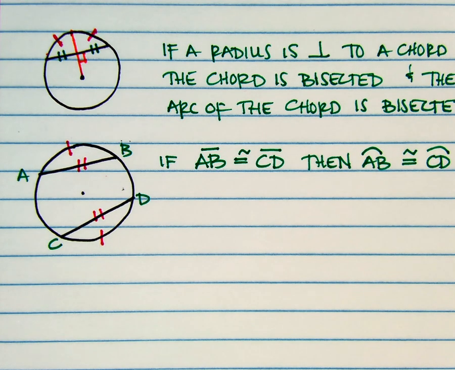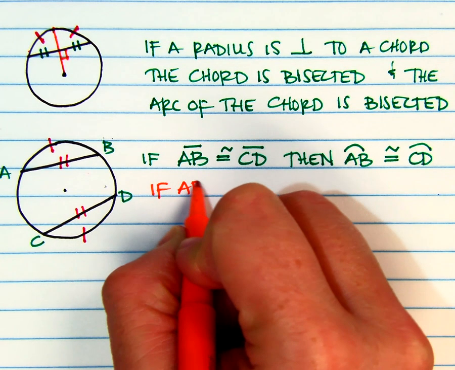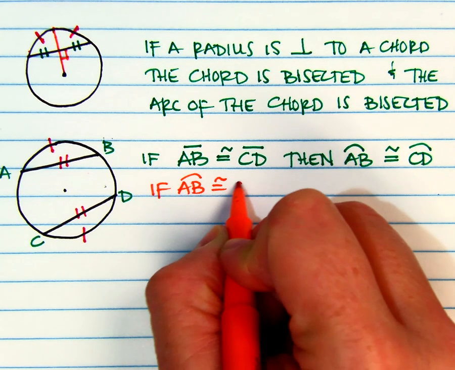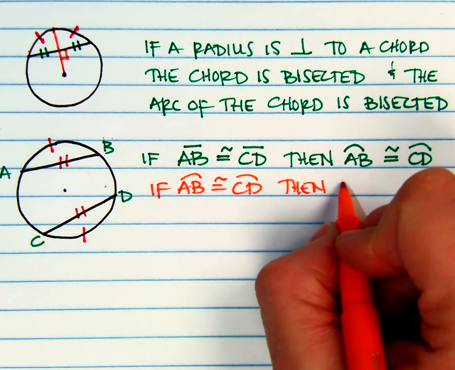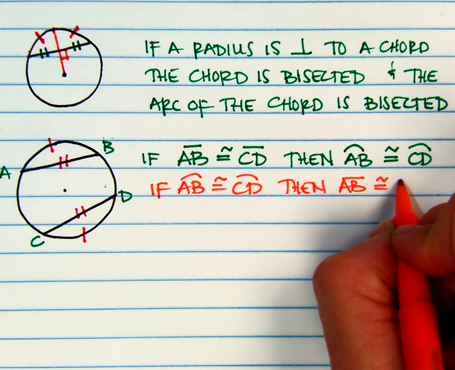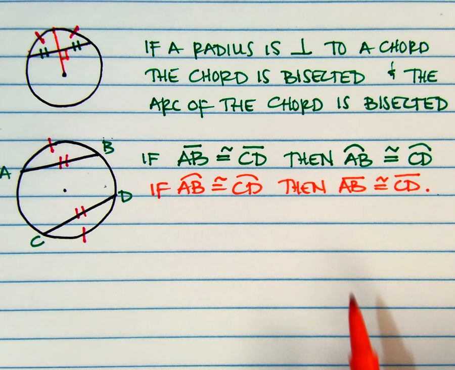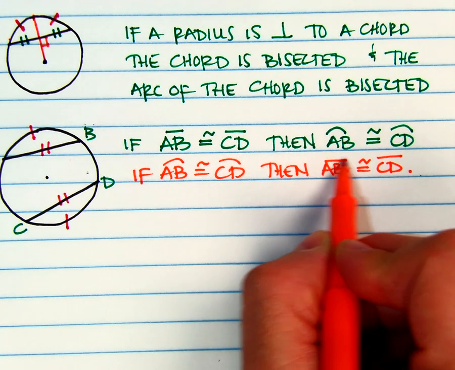And you can also do the converse of that, meaning if the arcs are congruent, then the chords must also be congruent. Notice what I'm doing is I'm making sure that I'm using the symbols because we have arcs and we have segments.